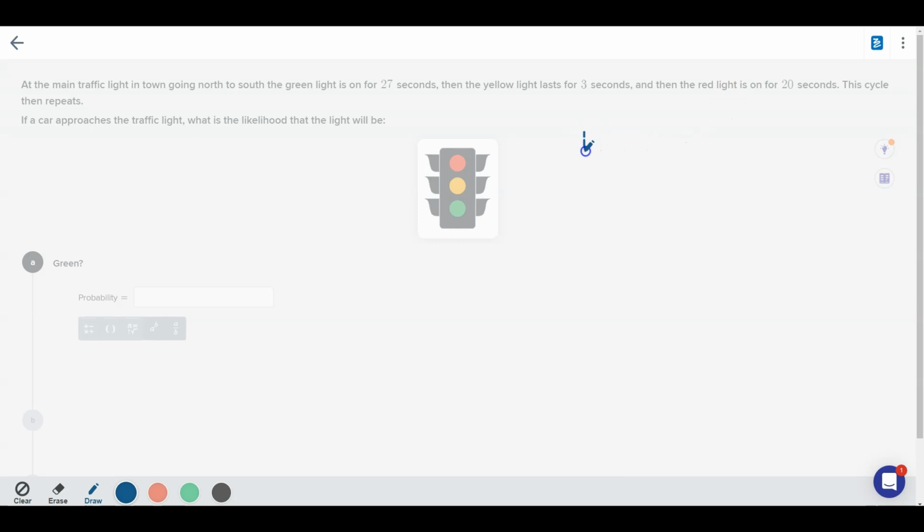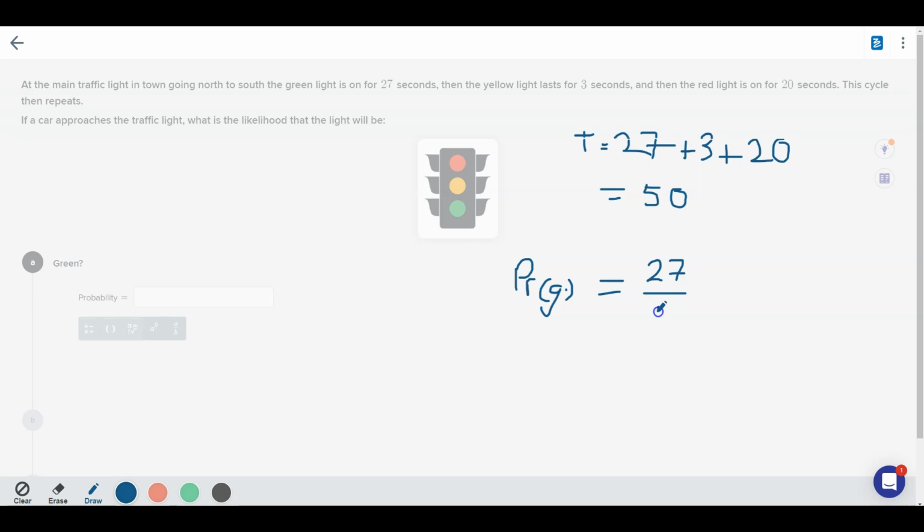was it red? So my total, I'm just going to put T is equal to the 27, sorry about my writing with a mouse, plus the 3 plus the 20. I don't need my calculator for that. I can simply say that is 50. Okay, so my probability of a green is equal to, from my experiment, the green is on for 27 seconds, so that's going to be 27 over 50. So 27 seconds it is green out of the total 50 seconds that the light process is going.